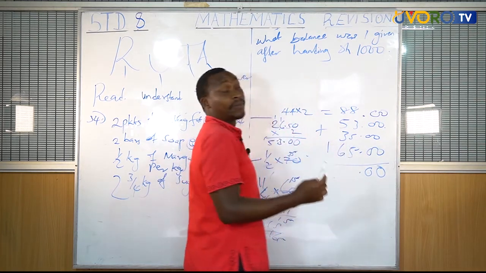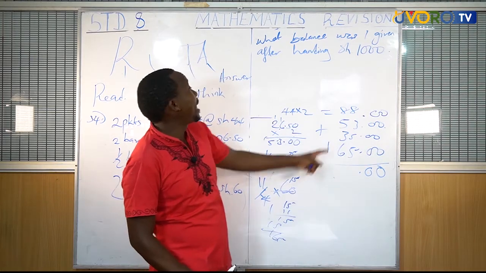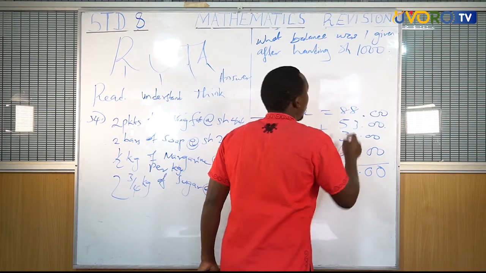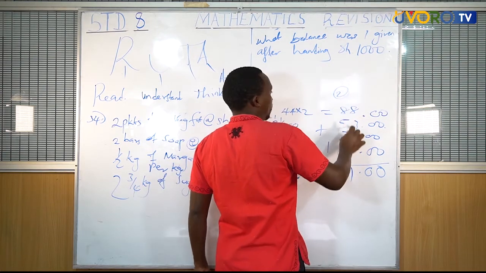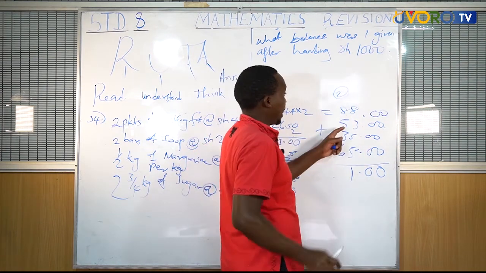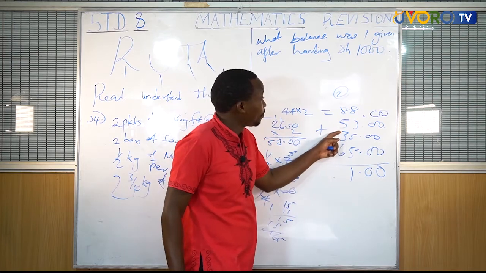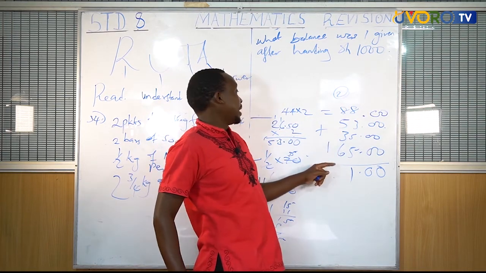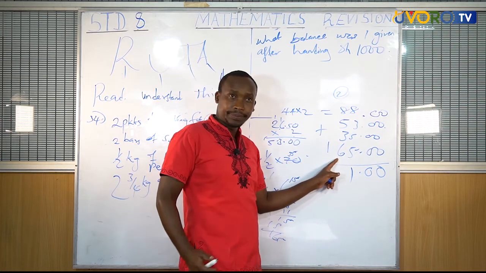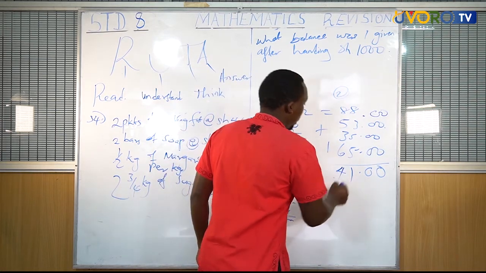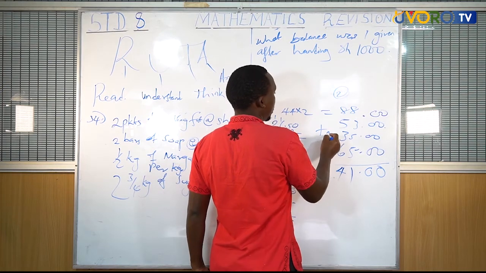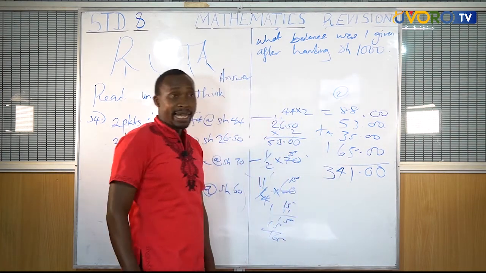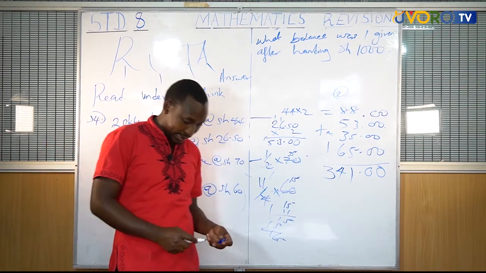You add: 0 plus 5, 5 plus 0. 10 plus 8, 18. 18 plus 3, 21. Carry 2. 8 plus 2, 10, plus 5, 15, plus 3, 18, plus 6, 24. Carry 2. Very good. 2 plus 1, 3. It is 341 shillings.